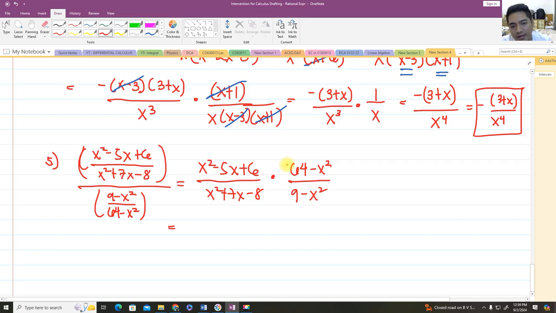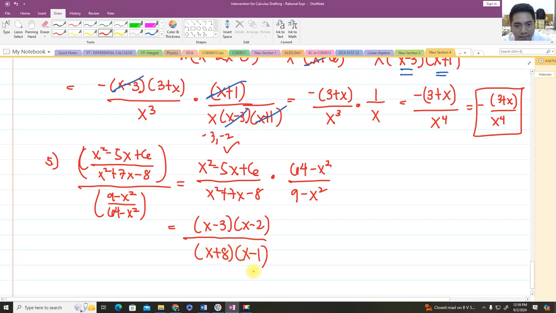So for this one, you have negative 3 and negative 2. If you add, negative 5; if you multiply, positive 6. So you have x minus 3 and x minus 2. And for this one, if you multiply, negative 8; if you add, positive 7. So you have 8 and negative 1, because the positive 7 is the sign. So if you add, that would be positive 7. So 8 and negative 1. So you have x plus 8, then x minus 1.